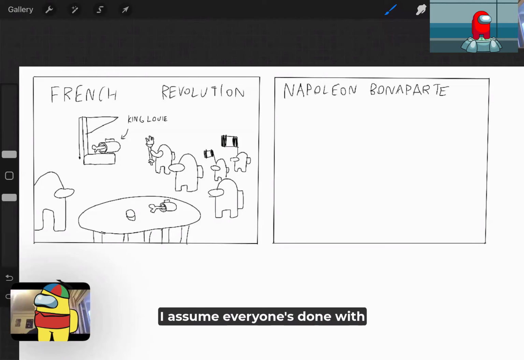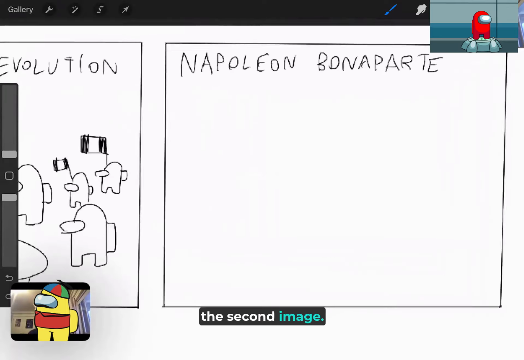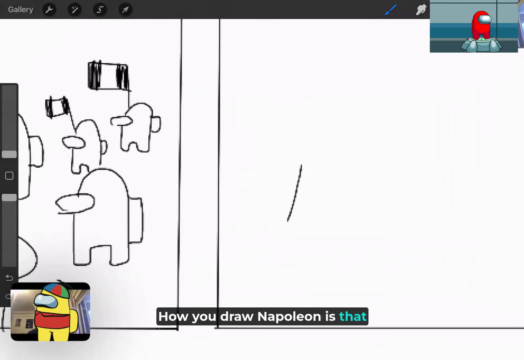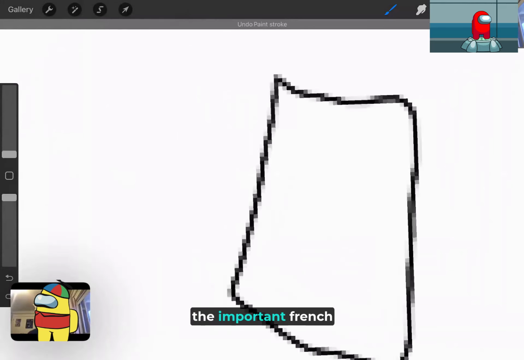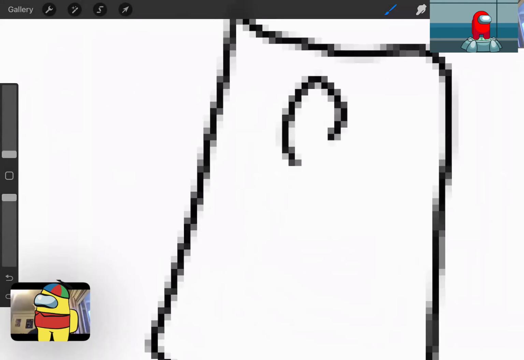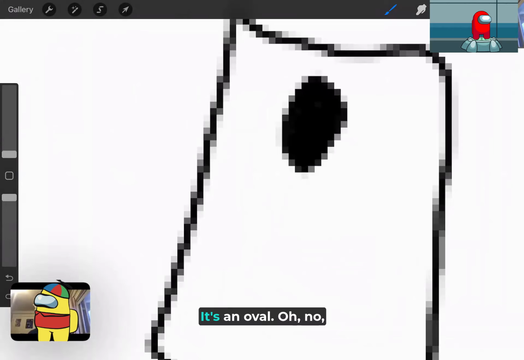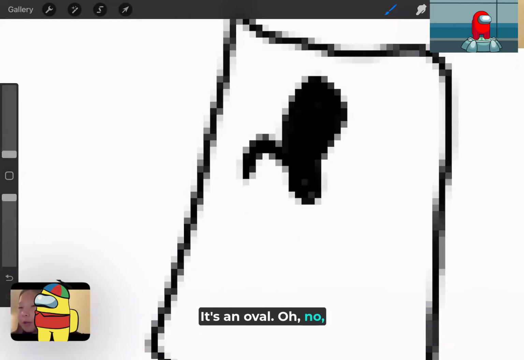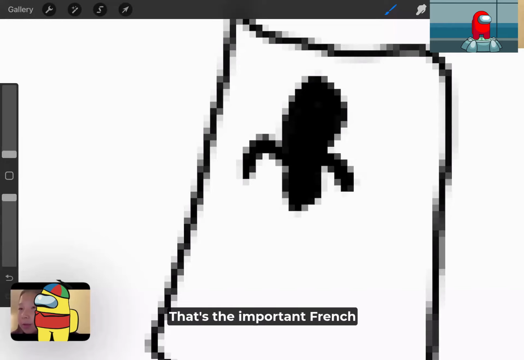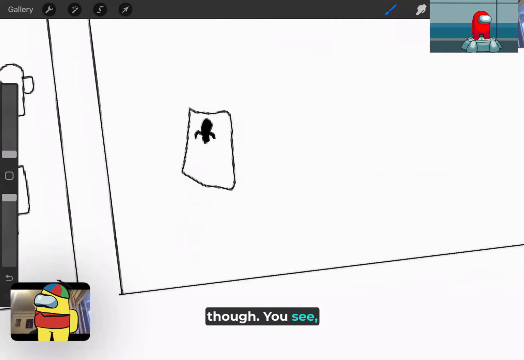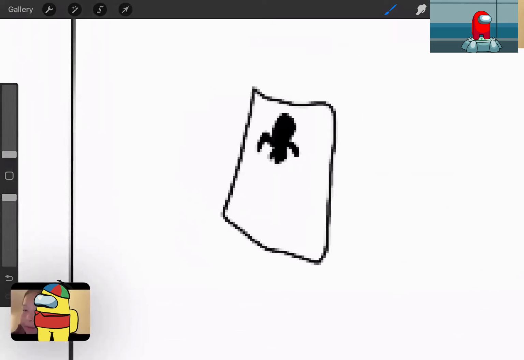All right. I assume everyone's done with the first image because it's been a while, so let me start on the second image. How you draw Napoleon is that you have to draw the round one. Now, the important French symbol is this. It's an oval. Oh, nope, never mind. It's not an oval. That's the important French symbol. You can see it on the Quebec flag. It's a stick.